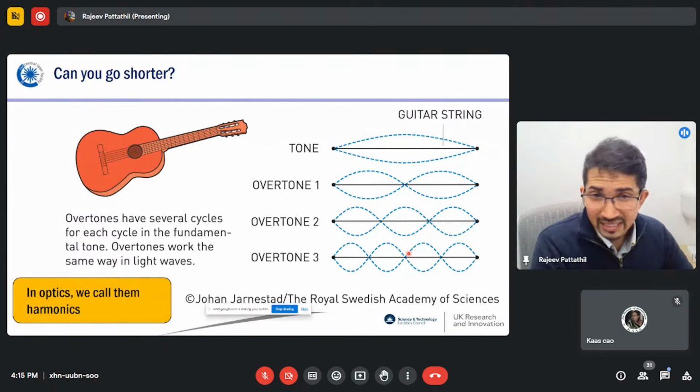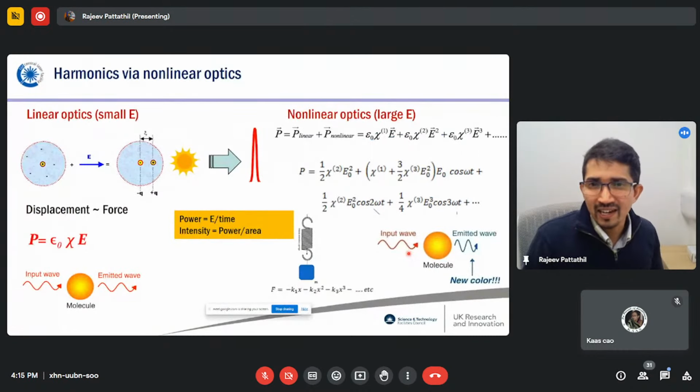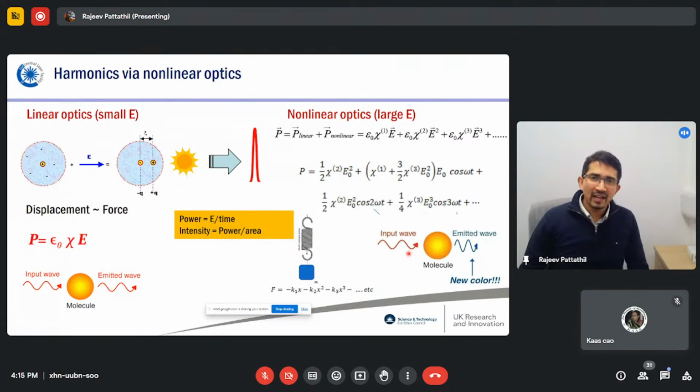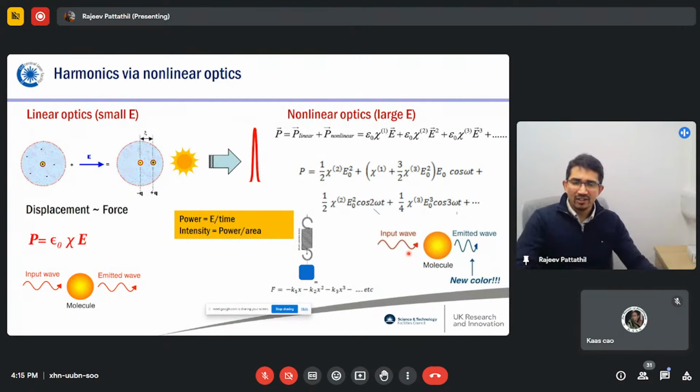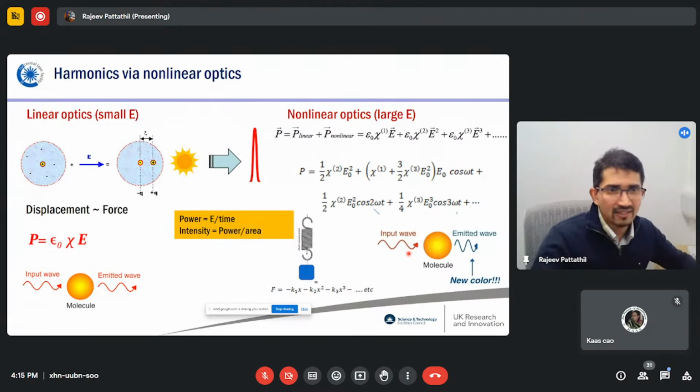So how are they generated? You don't normally see them in normal life, because the light that we normally see is not intense enough to produce harmonics. Light we normally see, like sunlight and the incandescent lights in our houses.